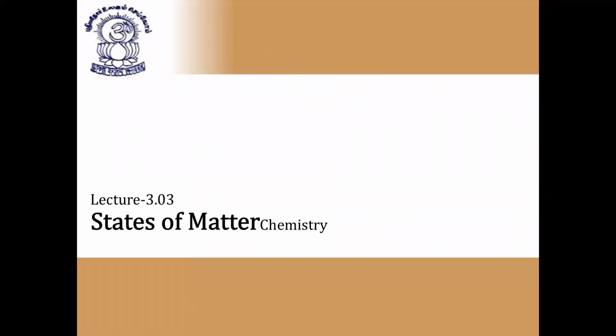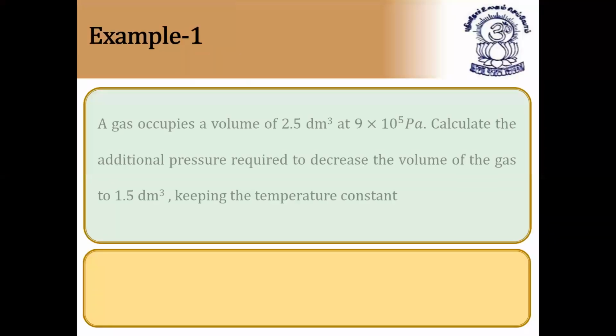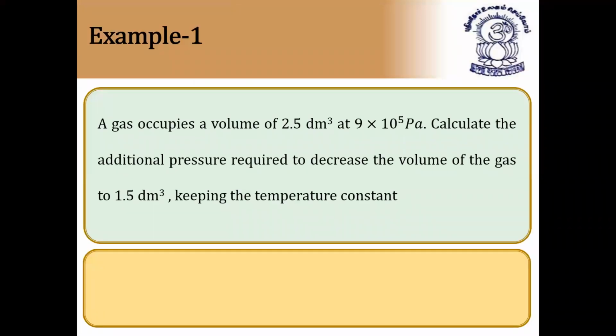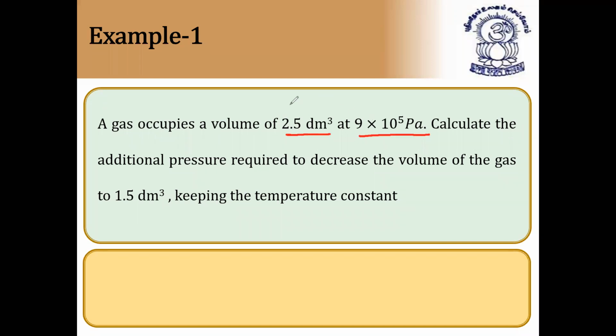So coming to the first numerical, a gas occupies a volume of 2.5 decimeter cube at 9 into 10 to the power 5 pascals. So they have given volume as well as pressure. Calculate the additional pressure required. This is P1, this is V1, and the additional pressure is P2, required to decrease the volume of the gas to 1.5 decimeter cube.